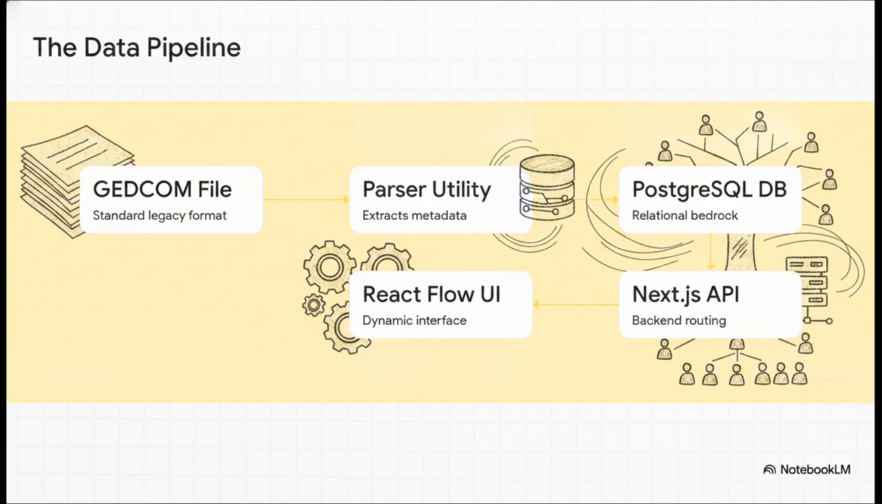From there, that data flows directly into a Node.js or Python parser. The parser rips out the metadata and structures it relationally inside a PostgreSQL database. Then, a modern Next.js backend API serves that structured data right to a React Flow frontend, drawing it dynamically on your screen. It is such a clean, logical, and highly effective architecture.